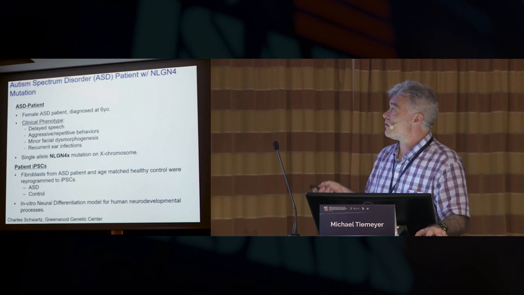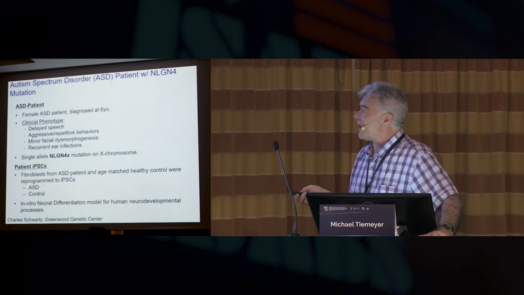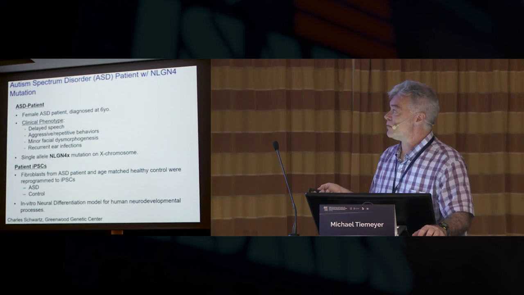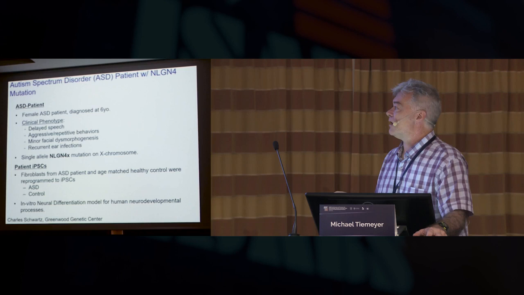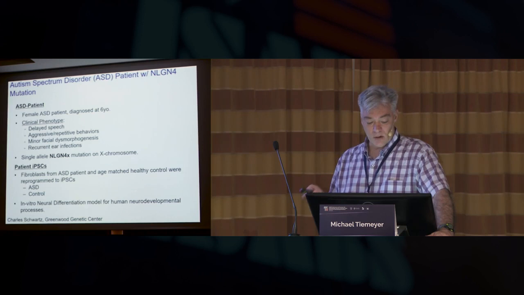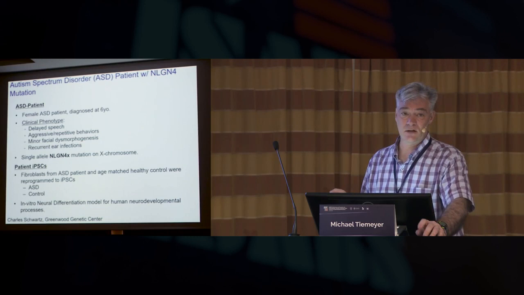So we got iPS cells from her parents. We got iPS cells from age-matched healthy controls, as well as fibroblasts from her, and generated iPS cells from each of these sources, and then differentiated those cells towards neurons to ask whether there were neuron-specific changes in glycosylation. In particular, we were focusing on fucosylation based on what we saw in the lymphoblasts. So what's neuroligin?